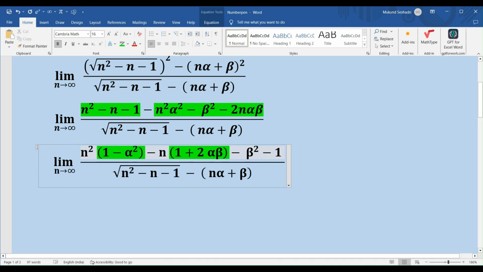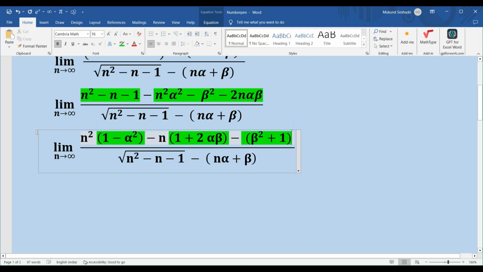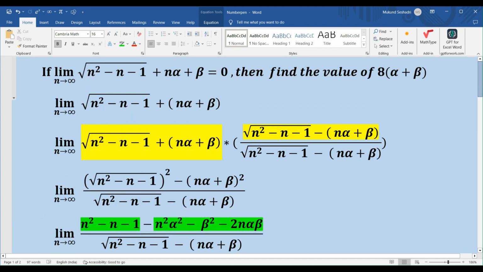And I think I can also bracket this. I can write the constant portion of the numerator as minus of beta square plus 1, right? So this is what I have. What we've been given is that this particular term has a finite limit, which is nothing but zero, right? Just drawing your attention back to the question, where we've been given that the limit of this particular expression is zero, right?